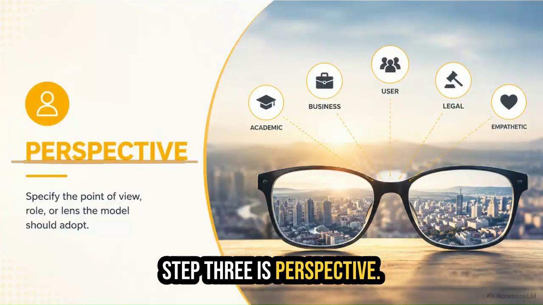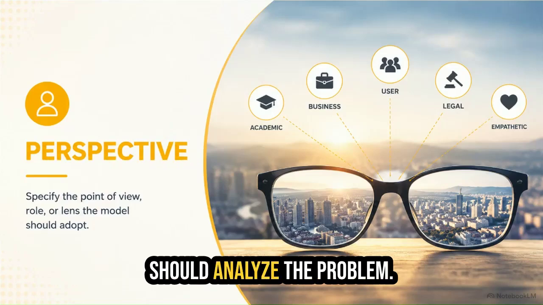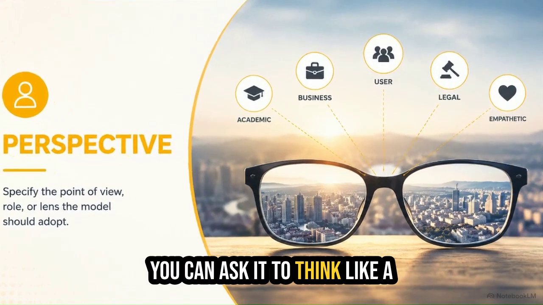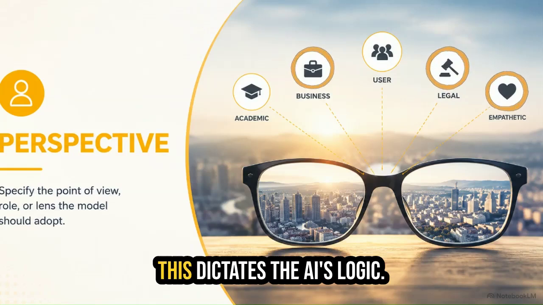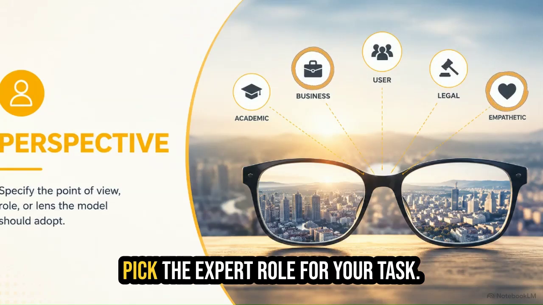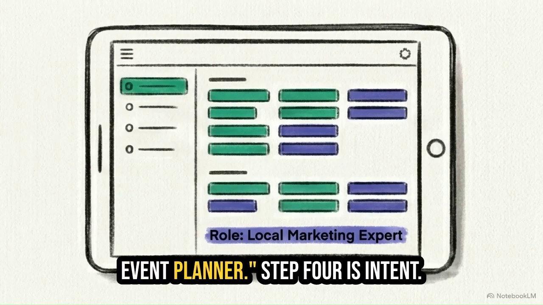Step 3 is perspective. You assign a specific role or lens through which the AI should analyze the problem. You can ask it to think like a legal advisor, an empathetic counselor, or a business strategist. This dictates the AI's logic. Pick the expert role for your task. In our prompt, we'll add, "Act as an expert local business marketer and event planner."